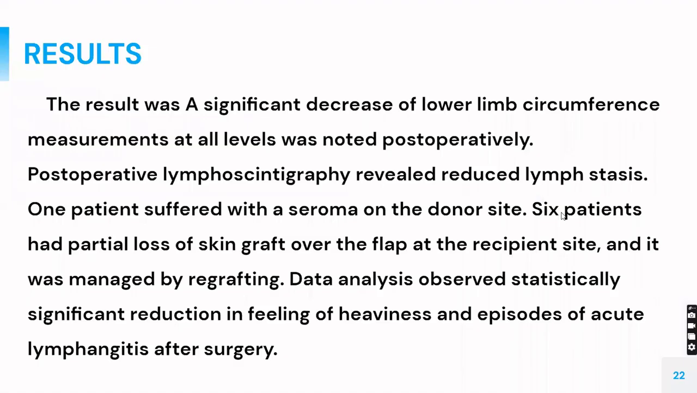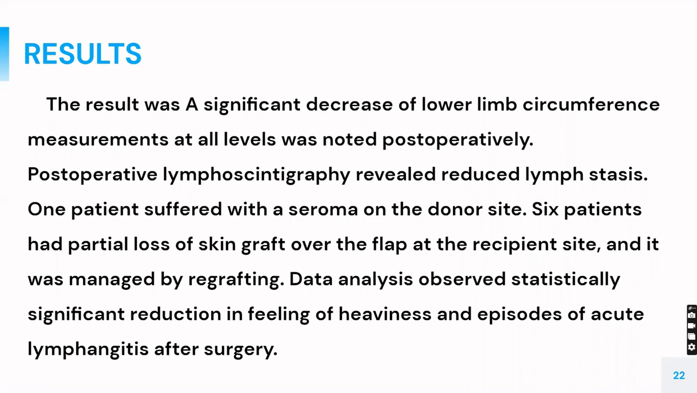Results. A significant decrease of lower limb circumference measurements at all levels was noted. Post-operative lymphoscintigraphy revealed reduced lymph stasis. One patient suffered a seroma on the donor site. 6 patients had partial loss of skin graft over the flap at the recipient site, and it was managed by regrafting.